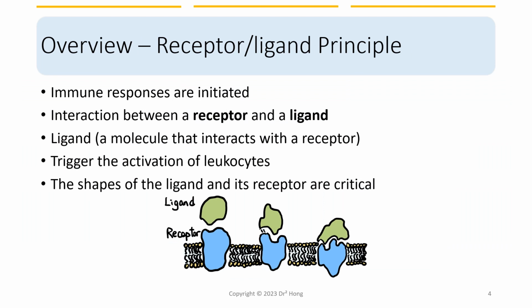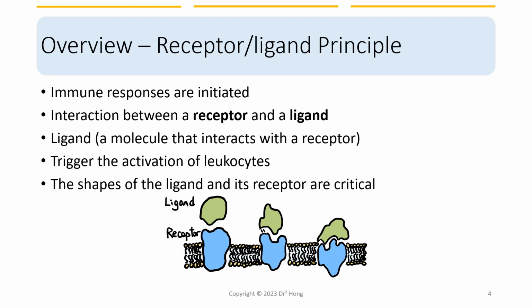Before we look at PAMPs, let's have an overview of receptor-ligand binding principles. All of the immune responses that we are going to talk about, in the innate and in future adaptive immunity, are initiated by the interaction or binding of a receptor and a ligand. A ligand we often consider as a molecule that interacts with the receptor located on the white blood cells, in our case. These interactions will trigger the activation of the leukocytes.